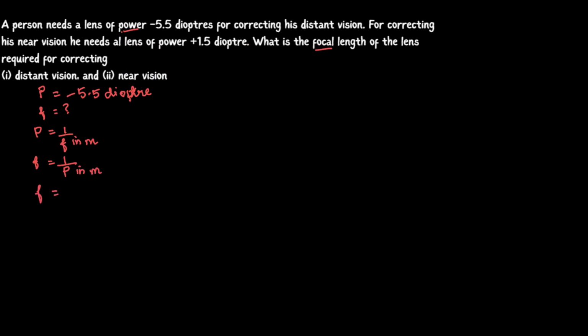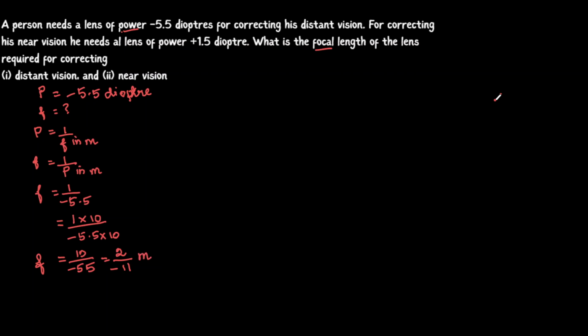Substituting the values, F is equal to 1 by P, it is minus 5.5. So in order to remove the decimal point, we have to multiply with 10 in the numerator and also with the denominator. So 1 into 10 is 10, and minus 5.5 into 10 is minus 55. When we are cancelling, 5 twos are 10, 5 elevens are 55, minus 11. So we got F is equal to 2 by minus 11 in meter.